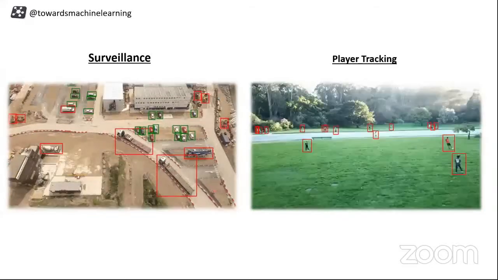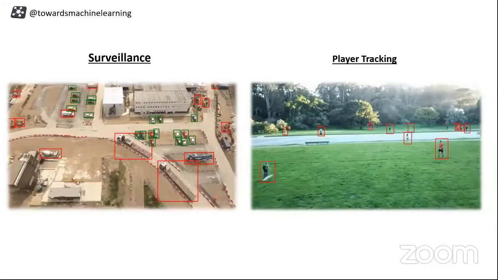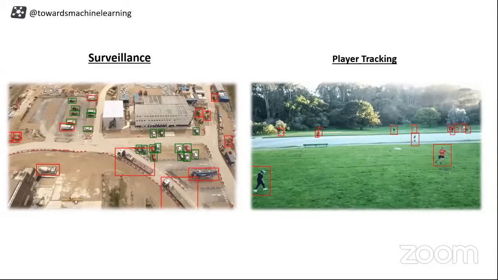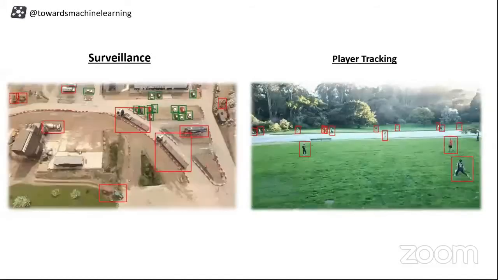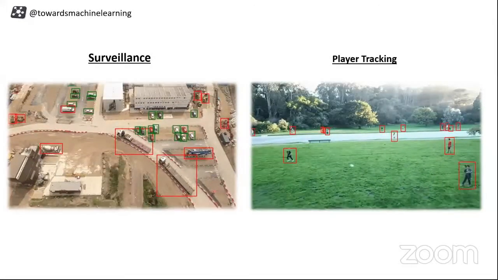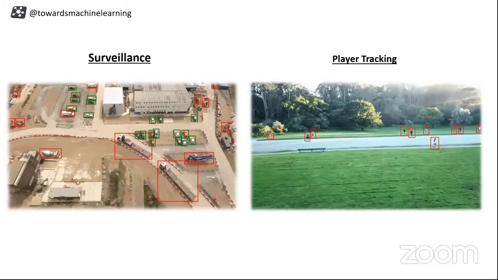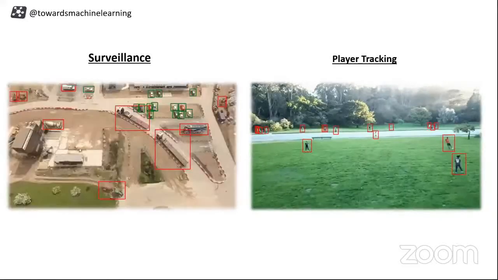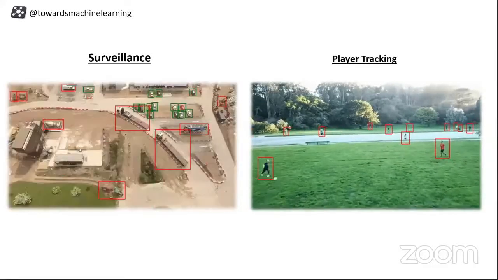Next thing you can see is player tracking. Nowadays, big teams hire experts who track the players, and they track how they are playing, what they are weak at, what they can improve on. So for this kind of study, they also need to do real-time object monitoring. This object can be the player as well, right?